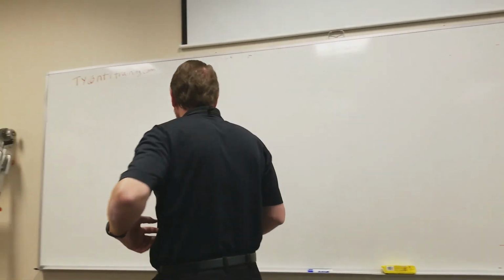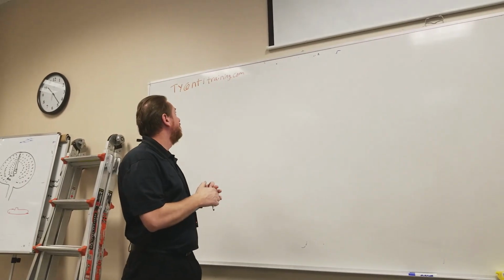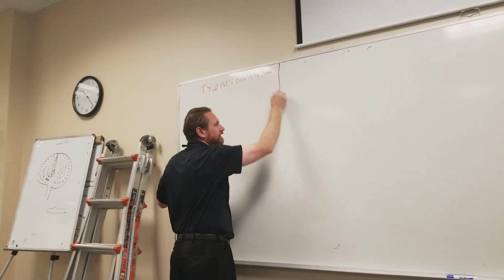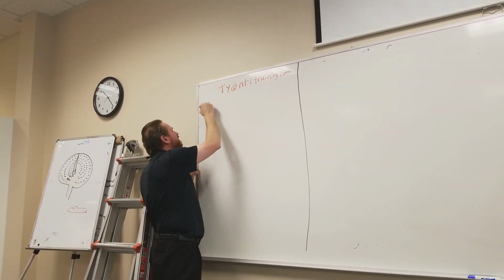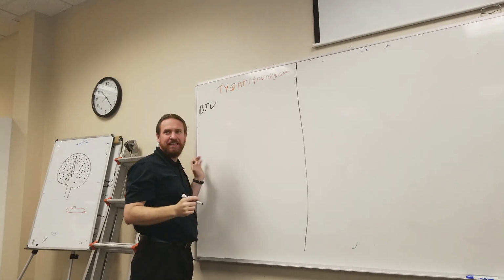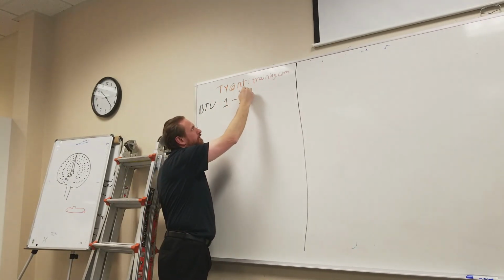All right, so one of the questions was about change of state. And so I'll use this side for my notes over here. So we start out with BTU, British thermal unit, the amount of heat required to change 1 pound of water 1 degree Fahrenheit.